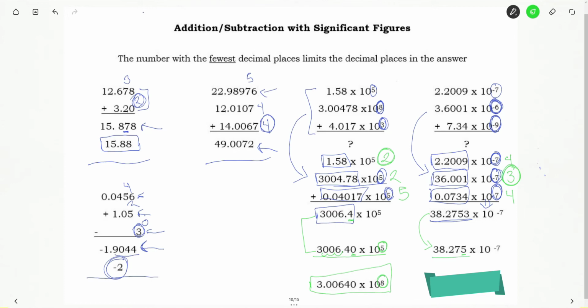So this answer has my correct number of sig figs, but again, it's not in the correct format for scientific notation. My decimal point needs to move just one space this time. So my -7 turns to a -6, and here is my answer, correctly in scientific notation and also with my correct number of sig figs.